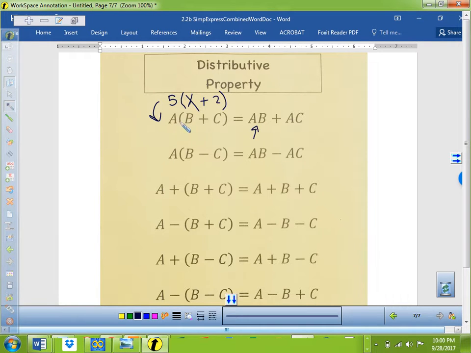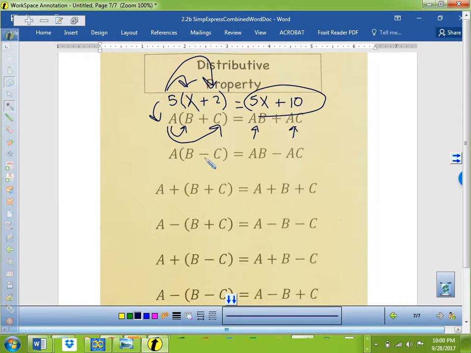Instead, I could take a times b, get a times b, whatever that is, and then I could add it to a times c. That's called distributing. You ready? 5 times x is 5x. You can multiply and divide unlike terms. You just can't add and subtract them. And then 5 times positive 2 is positive 10. So this right here is called simplifying with the distributive property.